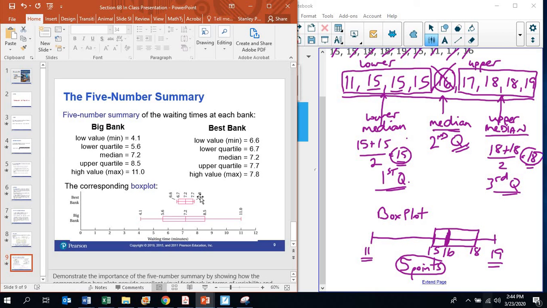This tells you that best bank has a much smaller range, a much smaller spread of the data. The variation is smaller, and therefore the median for best bank would be a much better approximation for the quote average compared to this one. They both have a median of 7.2, right? They both have the same median. But here 7.2 doesn't mean hardly anything because you could be 4 minutes, you could be 11 minutes. Here 7.2 is pretty much smack dab what the average time would be if you had to wait. And so you can see the difference using the box plots.